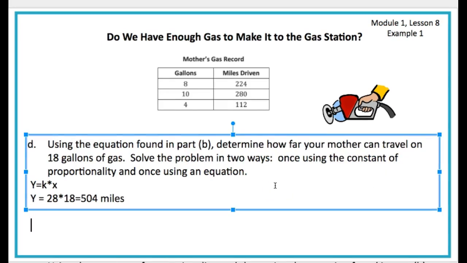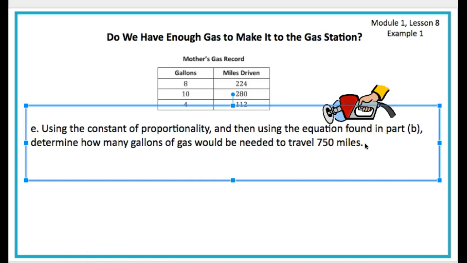Using our equation, m equals 28 times g. Once again, we substitute g with gallons, which we know is 18. Miles equals 28 times 18, which also gives us 504 miles.